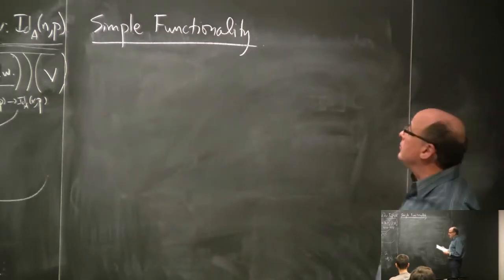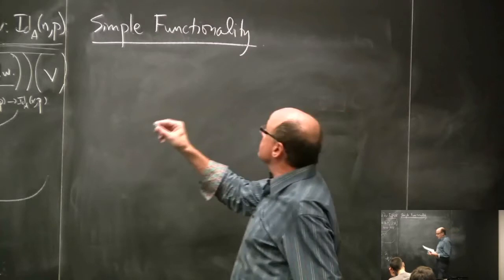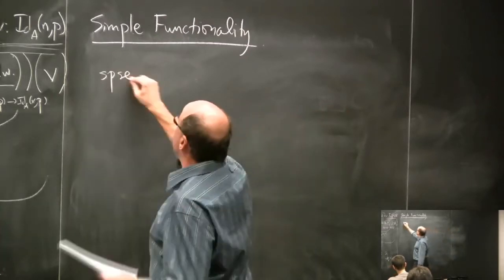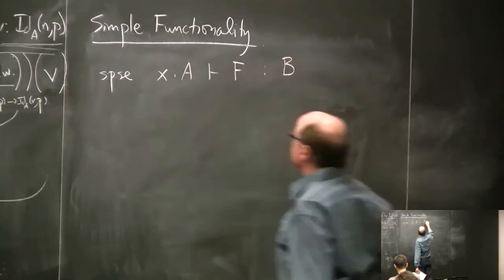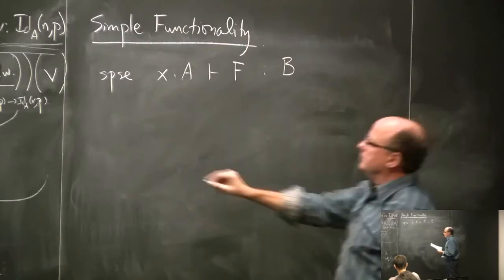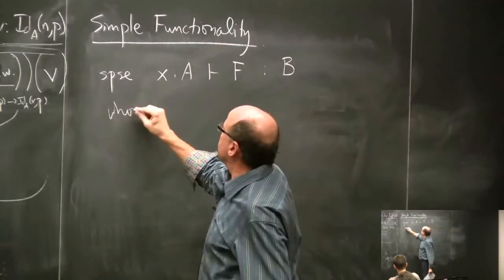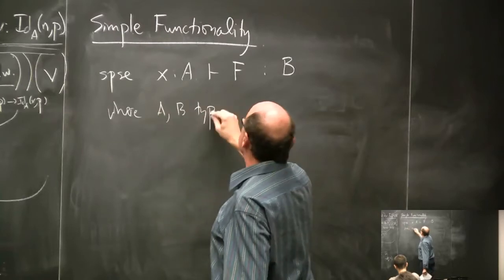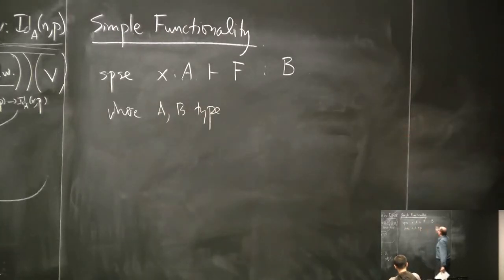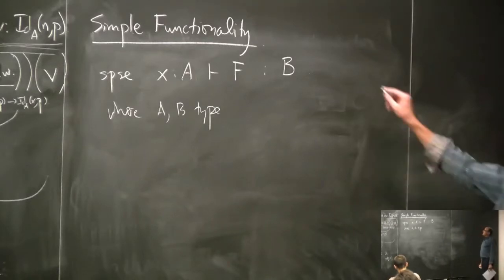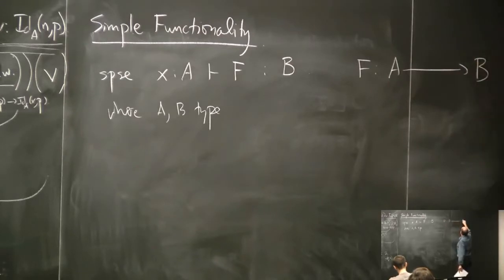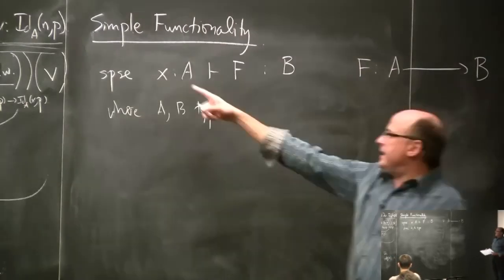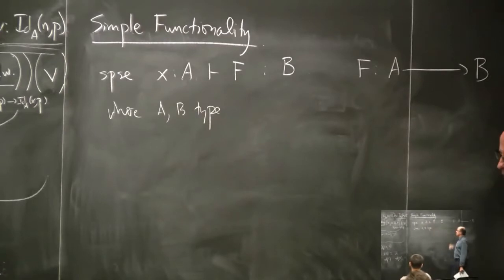So what I want to talk about is what is called simple functionality. Suppose we have an open term, I'll write it like this, F, to remind you that it's B, where A and B are types. In other words, B doesn't depend on X. We'll worry about that case later. We can think of this in diagrammatic notation as a map from A to B. Not necessarily an element of the function type, but just a map from A to B. I have something that has a free variable of type A in it, and it computes something of type B.